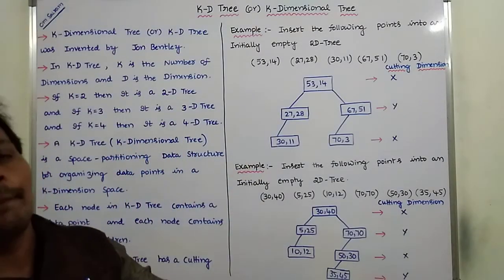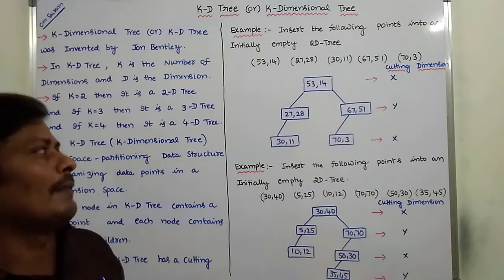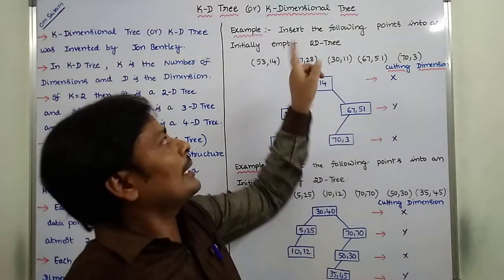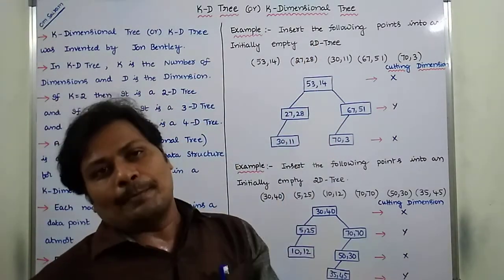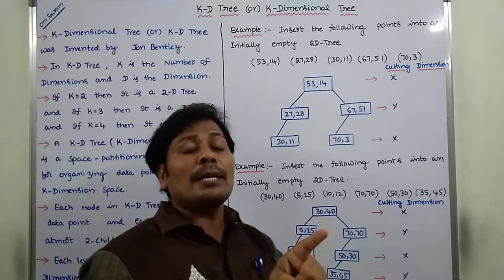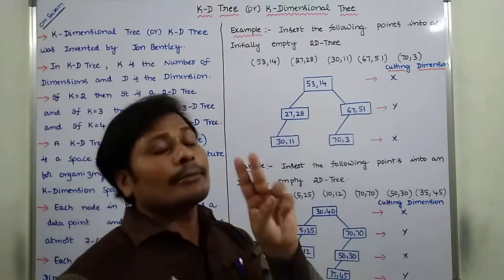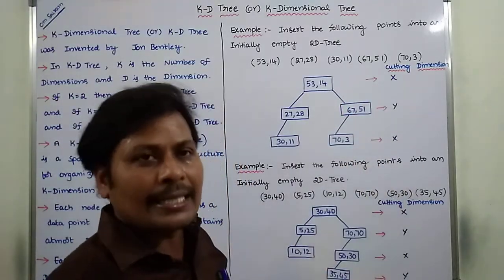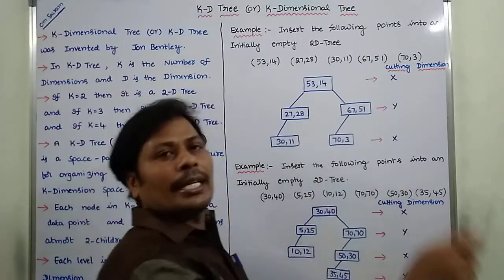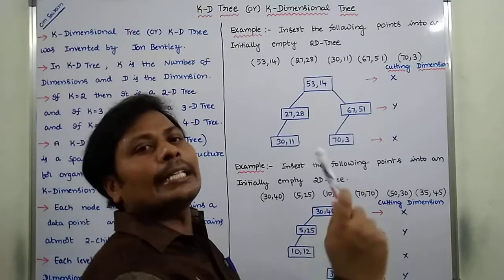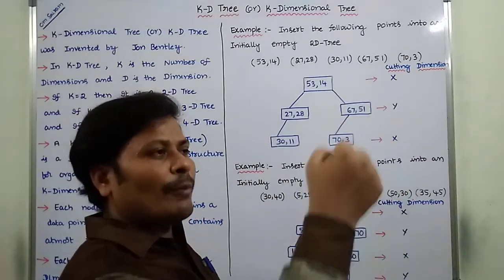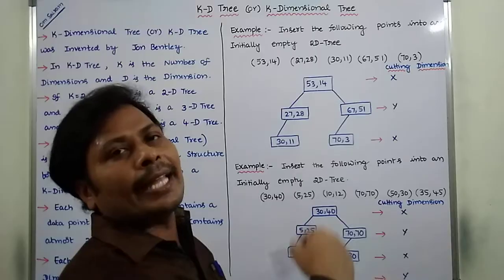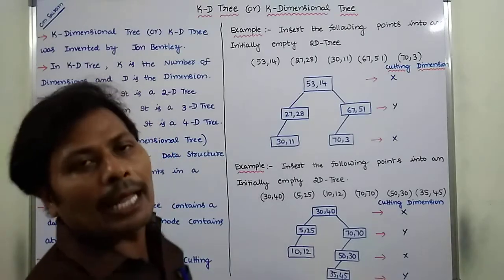X, Y is repeated for the corresponding levels. Suppose we are taking a 3D tree. How many dimensions are there in the 3D tree? Three dimensions. First level cutting dimension is X. Second level cutting dimension is Y. Third level cutting dimension is Z. Once X, Y, Z are completed, they are repeated again for the next levels.